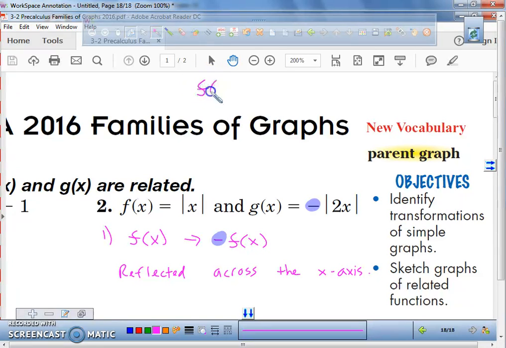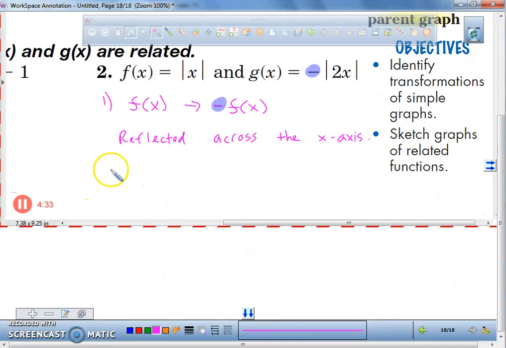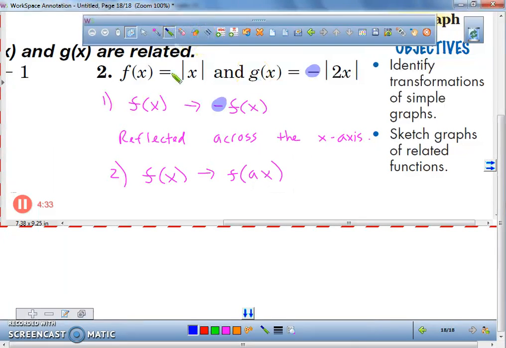By the way, just to review real quick, if f of x becomes f of negative x, that reflects across the y-axis. So this is a little review. Now that's not the answer to this one, but if it's on the inside, it's across the y. If it's on the outside, it's across the x. That's the first thing that should happen. Second thing: we have f of x, and it becomes f of a of x. I'm going to highlight it.